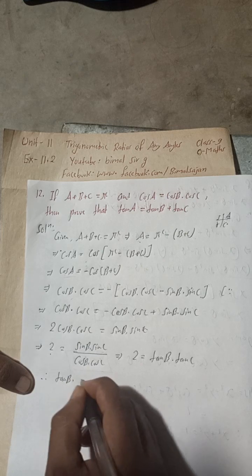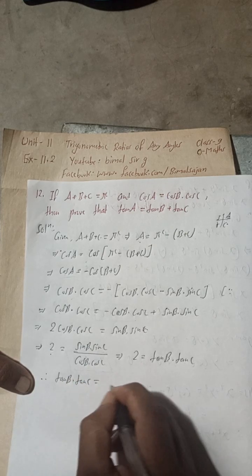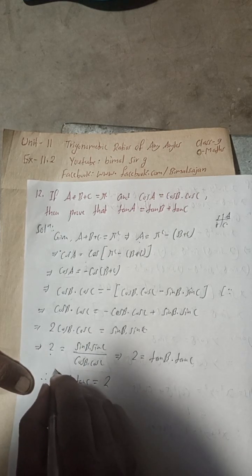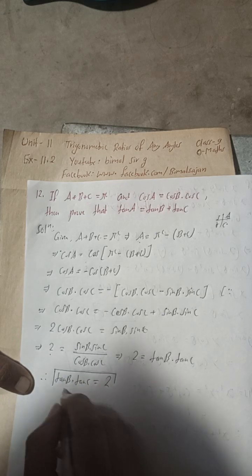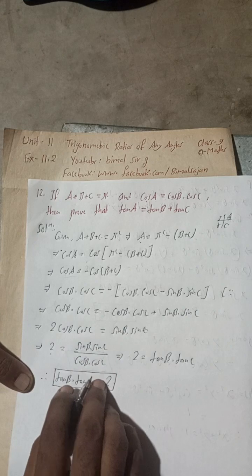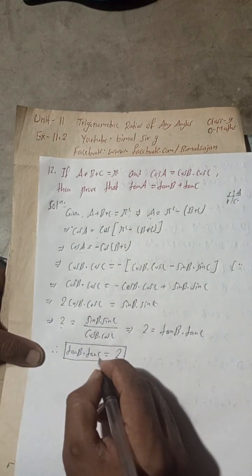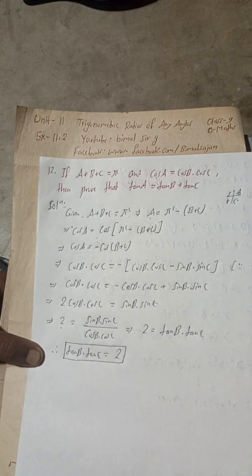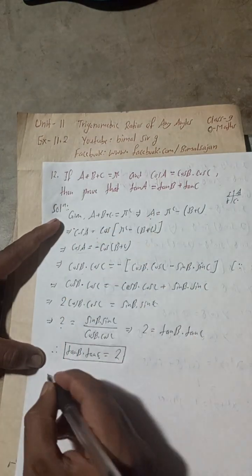Therefore tan B tan C is equal to 2. This is useful when we proceed further. We need the tan B tan C value, and now we got this value. Now again, start again.